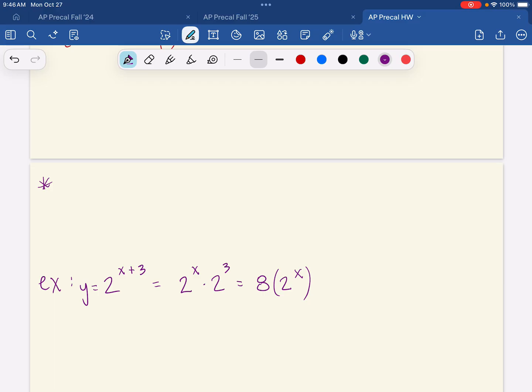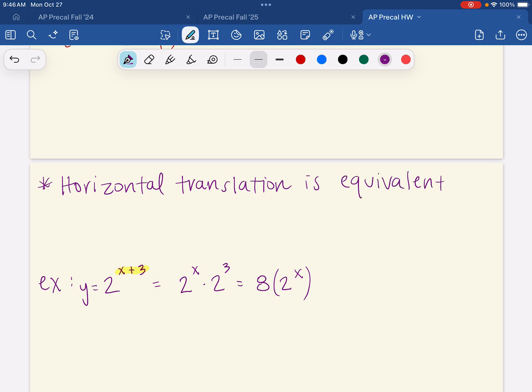So you'll see several questions on that progress check were about function manipulation, just rewriting the equation into an equivalent form. And what this one tells us is that this original function had a horizontal translation. So I'm going to say a horizontal translation is equivalent to, and then look at our end result. At the end, the base was 2 to the x, and it has an 8 in front, and that's a vertical dilation.